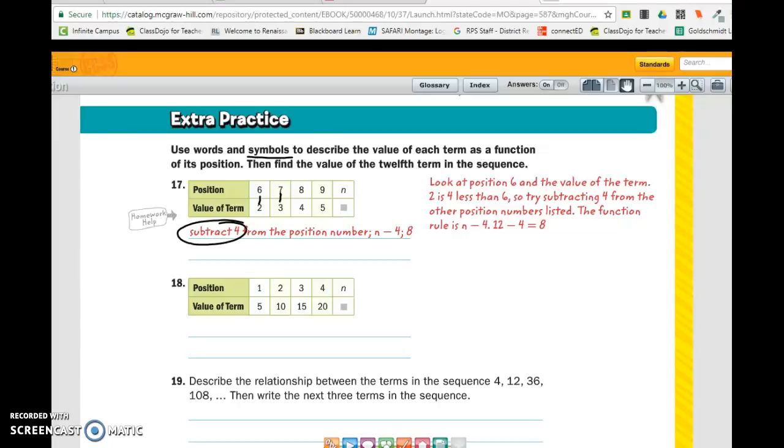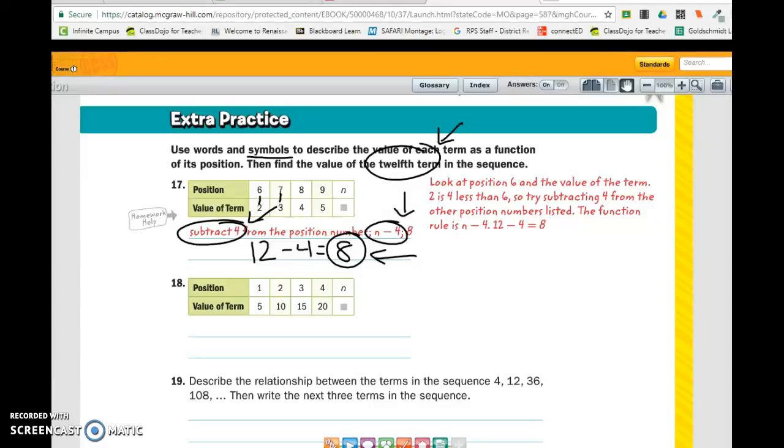We now need to write it with symbols. So we're going to do n minus 4. And we're finding the 12th term, so 12 minus 4 is 8. And that's how you got your answer. So you need to make sure you write it in words, symbols, and then find the answer to whatever they tell you right there.